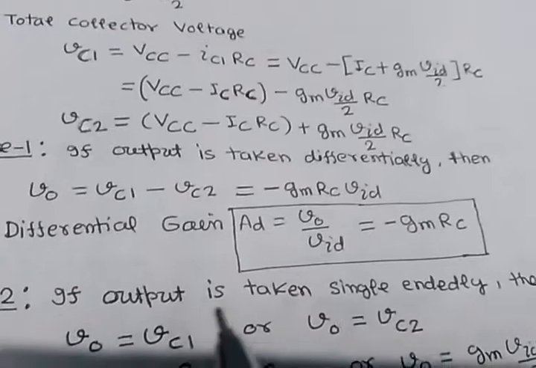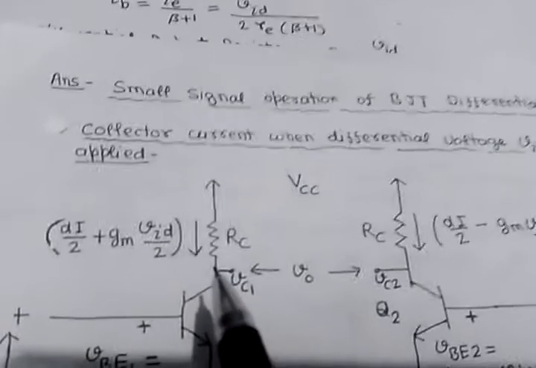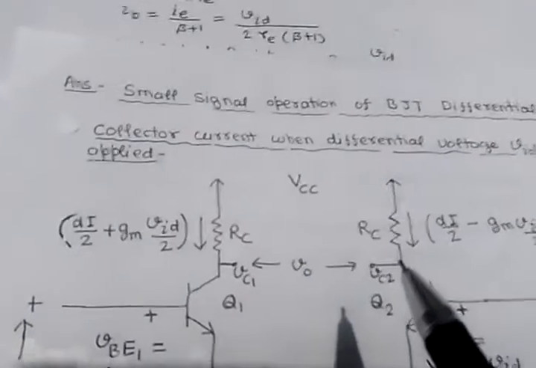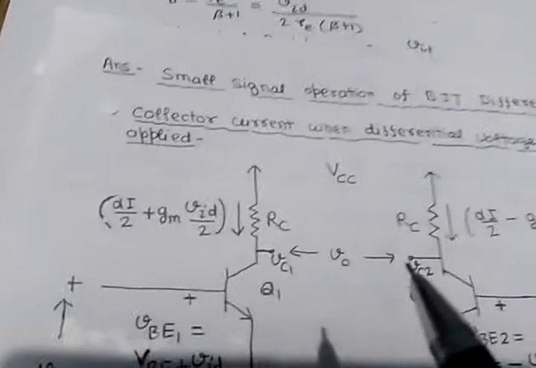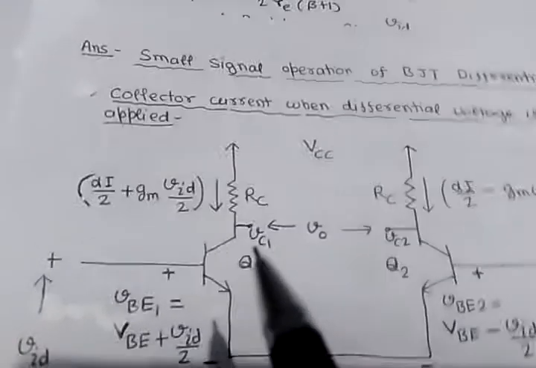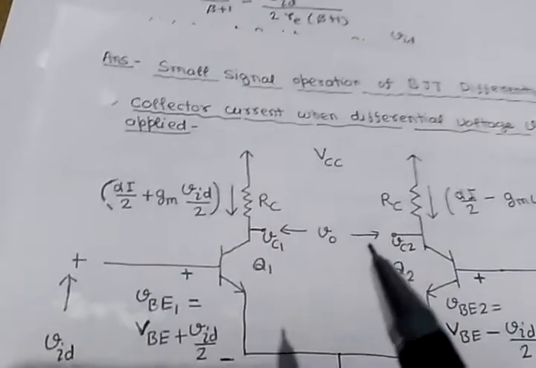In differential amplifier, we can take output in two ways. First way, output is taken differentially, means we will take output across the collector of Q1 and collector of Q2. In this case, output voltage VO will be VC1 minus VC2 or VC2 minus VC1. I am taking VC1 minus VC2 as the output voltage. So, case 1 is the output is taken differentially.